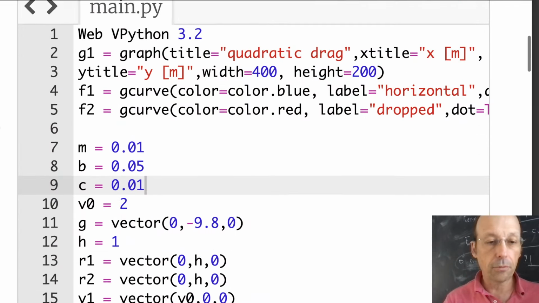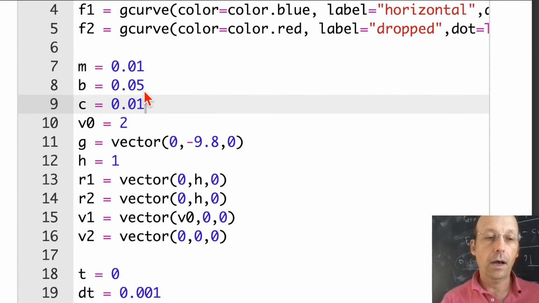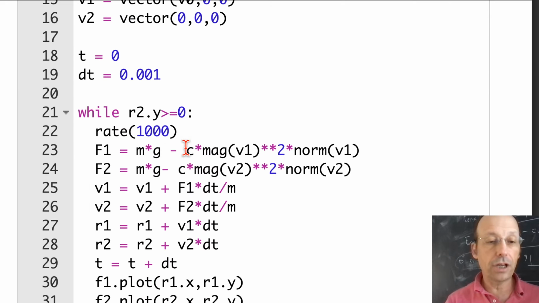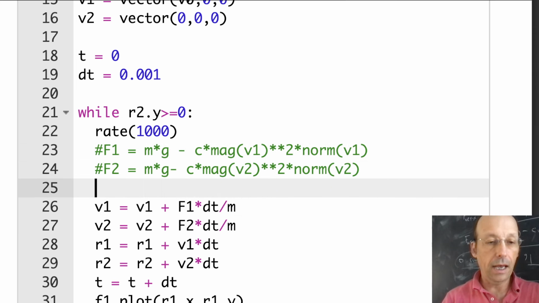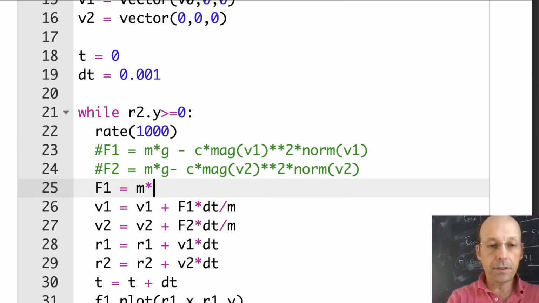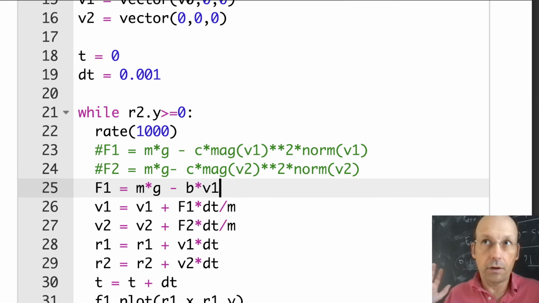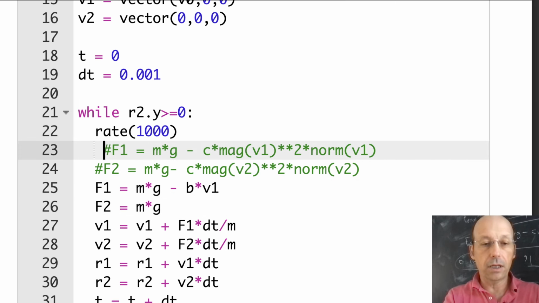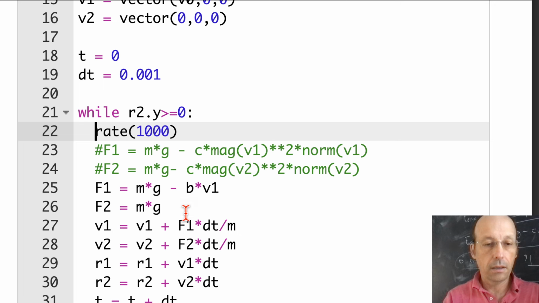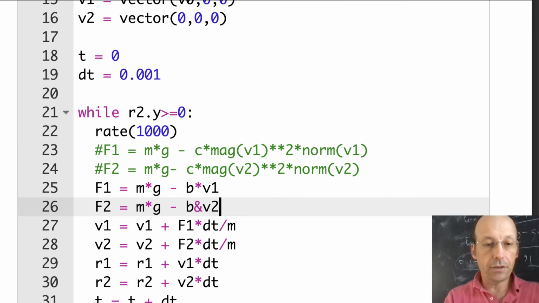Okay, sorry about that. So back to the computer, I have a drag force b. Let's put that at 0.5. So all I need to do down here is to change this force. I'm going to actually comment these out in case you don't want to get rid of those. And F1 is m times g minus b times v1. That's it. I don't have to find the magnitude. I don't have to find the unit vector because v1 is already a vector. F2 equals m times g minus b times v2. Okay, so let's run that and see what happens.